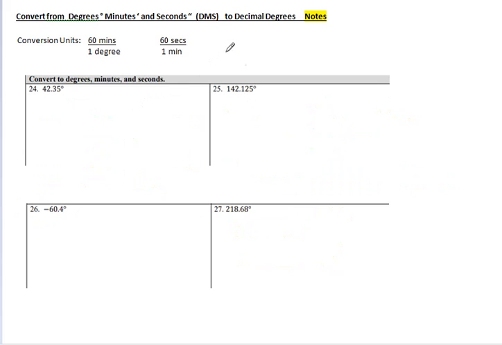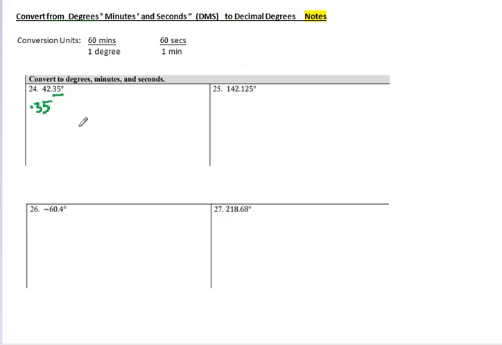Alrighty. We're now going to convert from degrees into degrees, minutes, seconds, also known as DMS. So we're going out of degrees and we're going into that other form that we just converted out of. Again, we're only going to mess with the decimal part of it. We're going to leave the whole numbers alone.